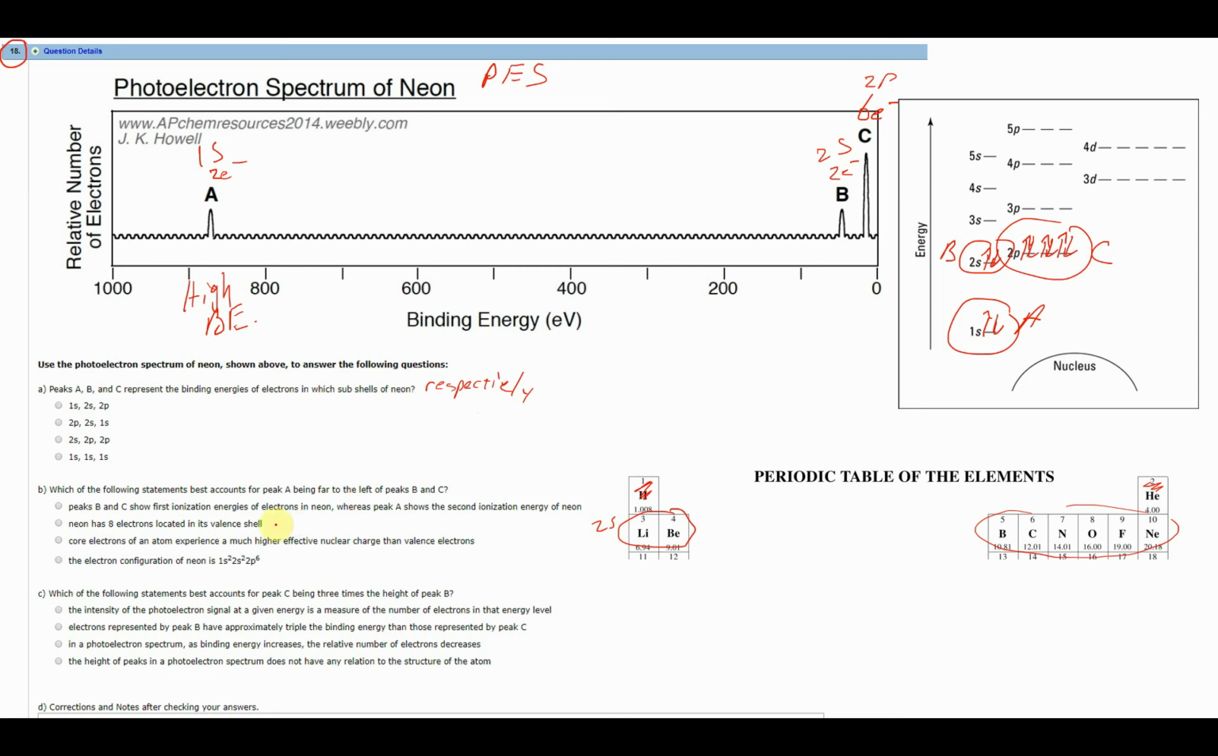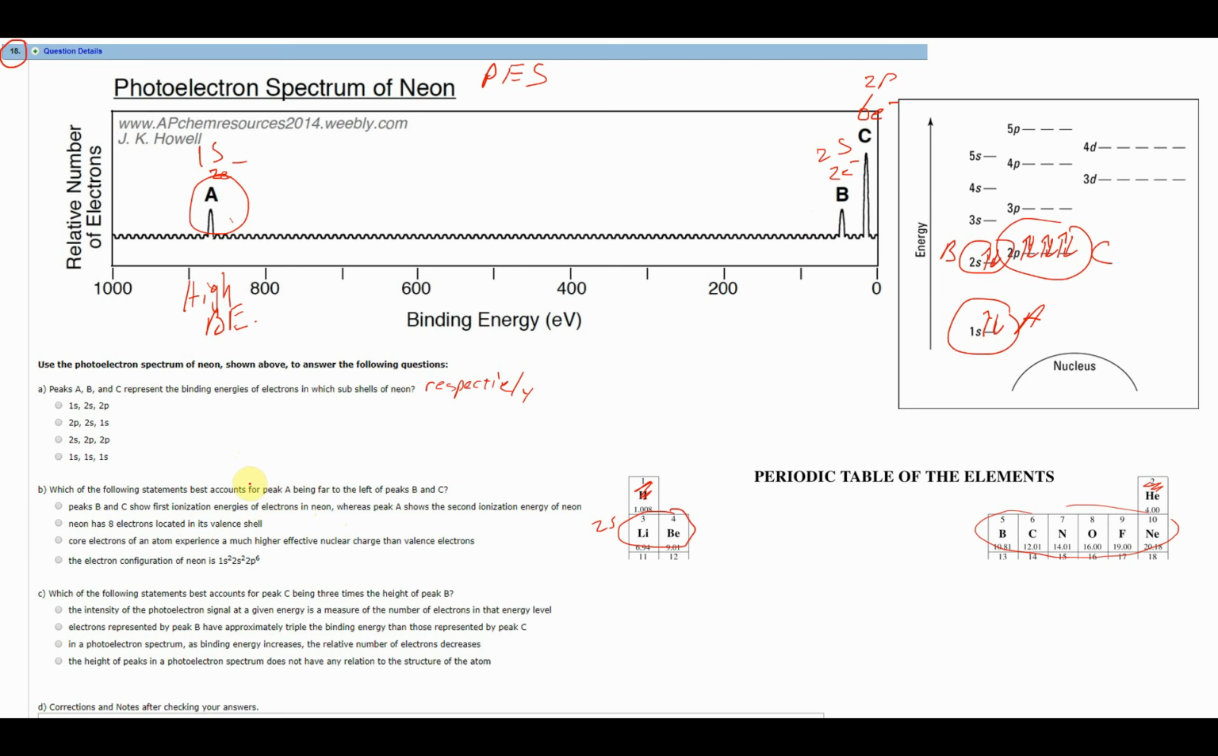If we look at B, which of the following statements best accounts for peak A being far to the left of peaks B and C? So they're saying, why does this one have so much higher binding energy? Well, a lot of these answers might be true, but we're looking for an explanation of why this one has much higher binding energy. Let's look at the first one. Peaks B and C show first ionization energies of electrons in neon, whereas peak A shows the second ionization energy. Nope, that's not true. These all are first ionization energy peaks.